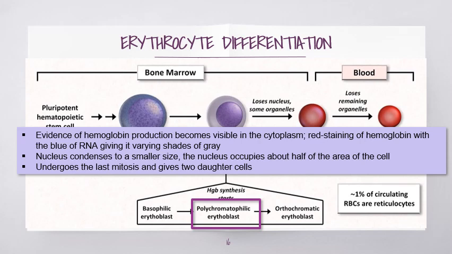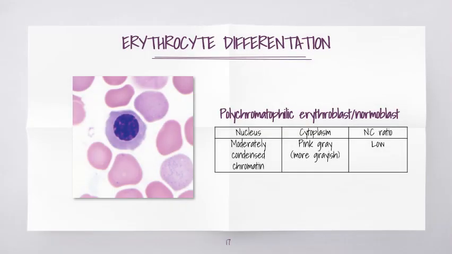So the nucleus condenses, so it now becomes much smaller, and undergoes the last mitosis to give two daughter cells. Okay, remember, this is the stage in the erythroid series that undergoes the last mitosis. So this is a polychromatophilic erythroblast. As you can see, it's much more pinkish than the basophilic erythroblast, but it's still not quite there yet.